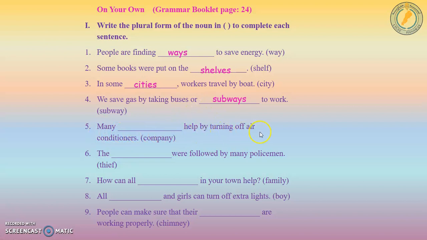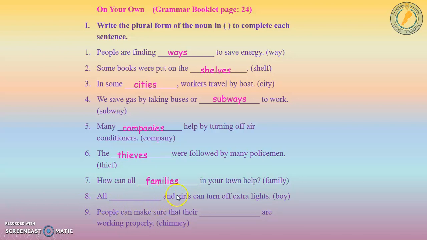Many companies help by turning off air conditioners. Company. Company ends with Y, preceded by a consonant, so IES is added instead of Y. The thieves were followed by many policemen. Thief ends with F, so VES is added. How can all families in your town help? Family ends with Y, preceded by a consonant, so instead of Y, we put IES.